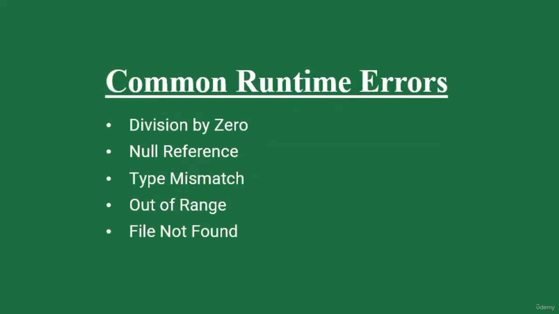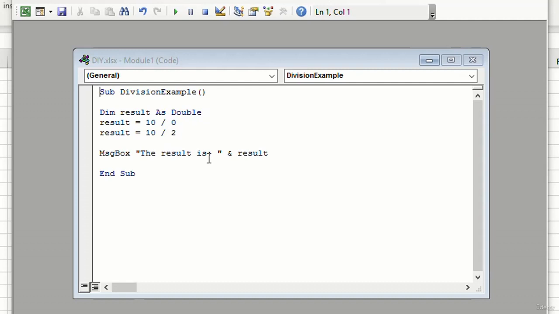Now, before we dive into error handling techniques, let's explore some common runtime errors. The first one we will cover is division by zero. This error occurs when attempting to divide a number by zero. Let's see an example. In this example, we are trying to divide 10 by 0, which is not allowed in mathematics and programming. When the code executes this line, a runtime error 11, division by 0, will occur.